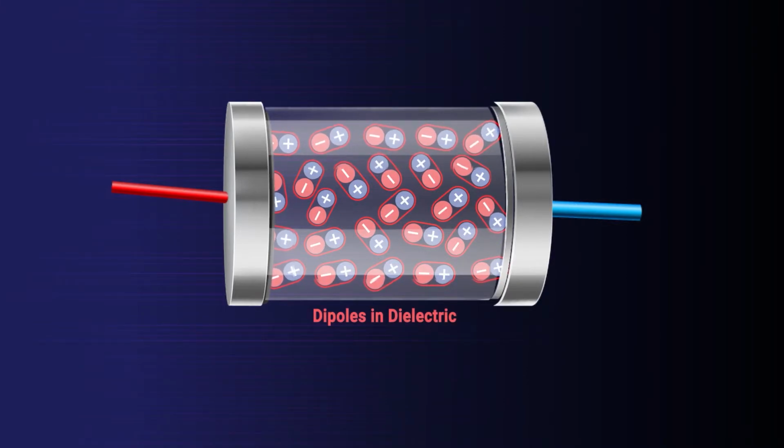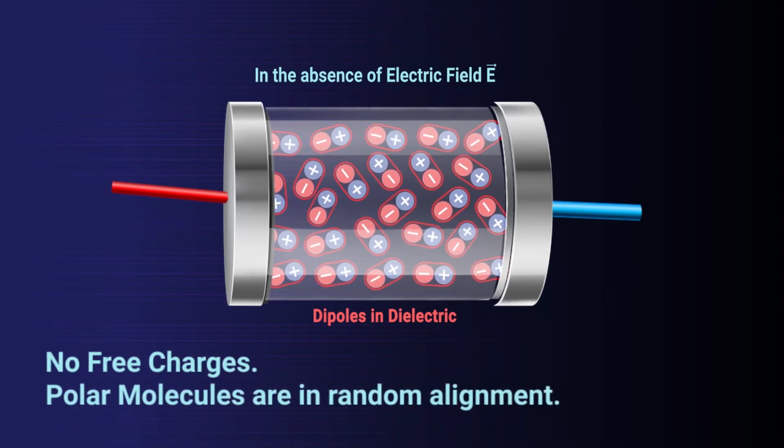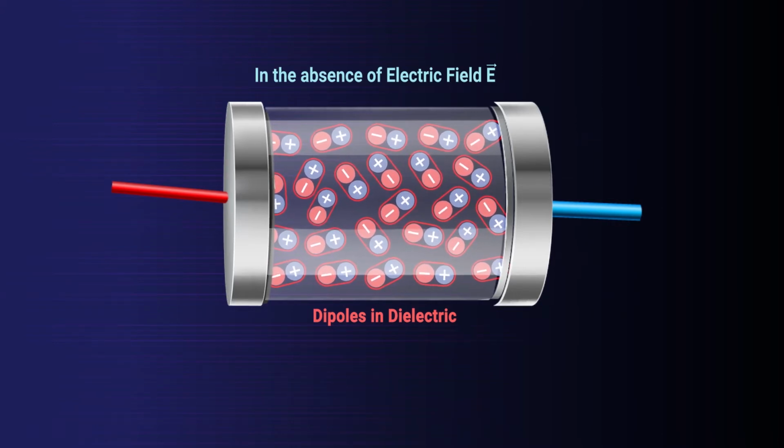Dielectric materials are a poor conductor of electricity. Unlike the conductors, they have no free charges as all the electrons are bound and associated with the nearest atom. The polar molecules in the material are in a random alignment. However, they are efficient supporters of the electrostatic field.